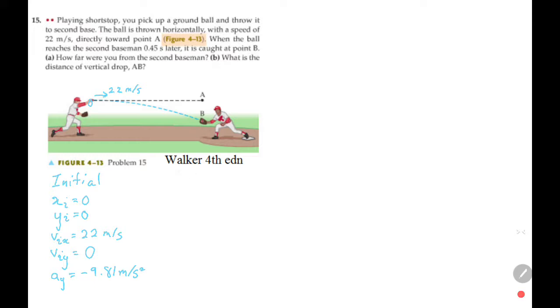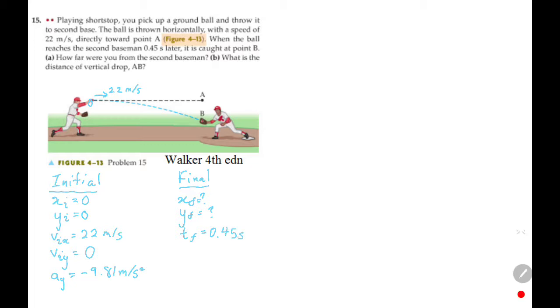And what about the final position? So, initial and the final position. In the final position, I'm supposed to find x final, which I don't know. It seems like in question B, I'm also supposed to find y final. I don't know these, but I do know there is a time where the ball lands. It takes about 0.45 seconds.